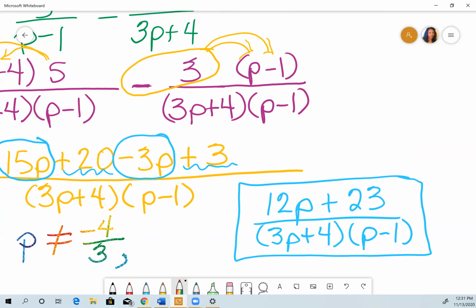And same thing here, p minus 1 equals 0. If I solve for p, p cannot equal 1. And so that's simply setting your expression equal to 0 and solving for the variable. That's how you determine what your excluded values are. All right.